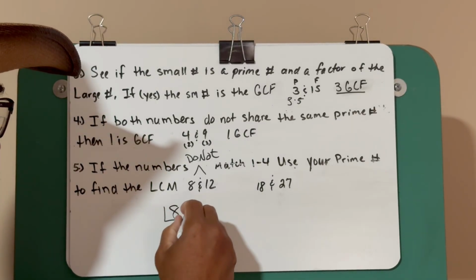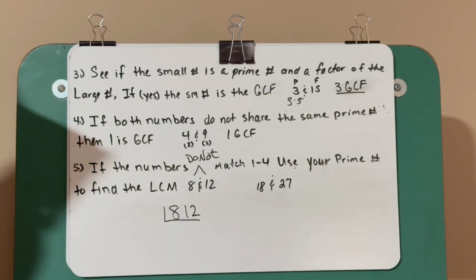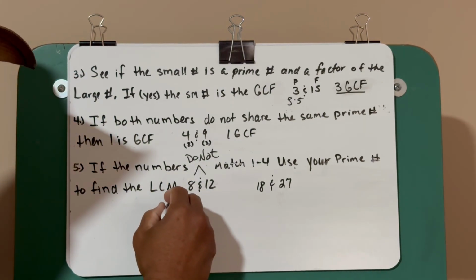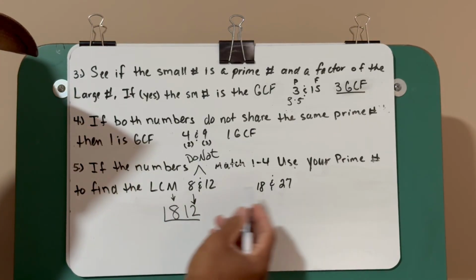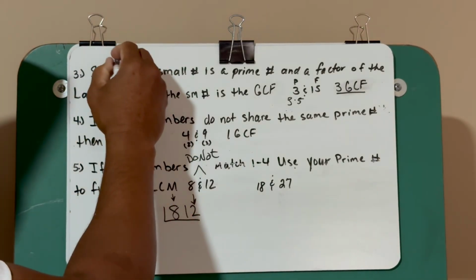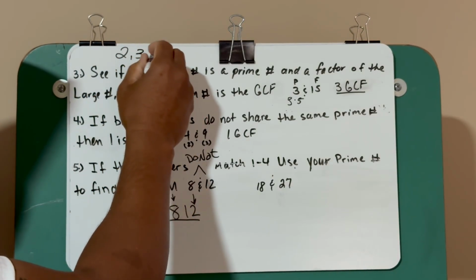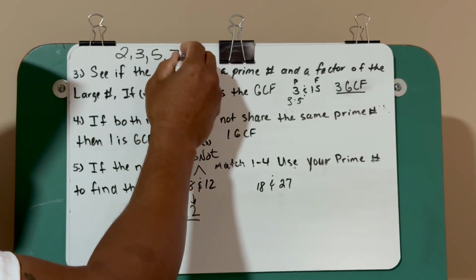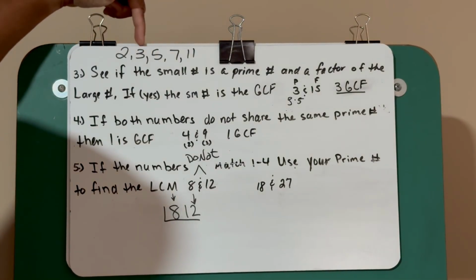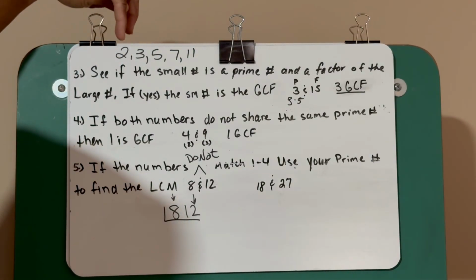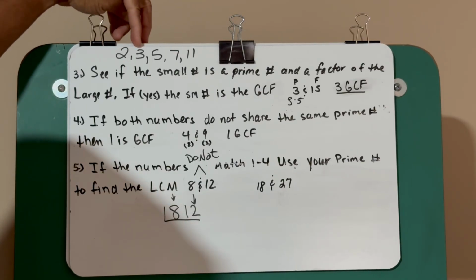8 and 12. We're going to use our prime numbers. Well, 8 is an even number and 2 is an even number. So they both share the prime number 2. The prime numbers that we use the most are 2, 3, 5, 7, and 11. Those will be the top prime numbers that you're going to use. But you're mainly going to start with 2 and 3, just because if both numbers are even, I start with 2. If one number is even, one number is odd, or both numbers are odd, then I start with 3, and we move from there.